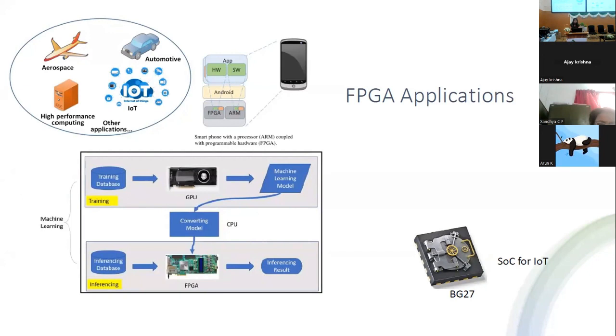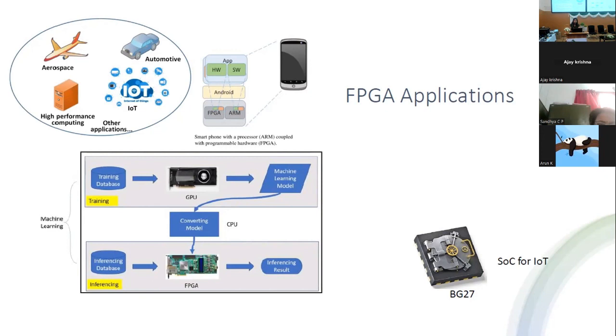So with FPGA, you can see aerospace applications, automotive, high performance computing like in servers and all, and even IoT devices. IoT devices are very small devices, right? So recently they have created one small FPGA chip that you can see on the right hand side. That is the latest SoC for IoT. What is SoC and FPGA? SoC is also an FPGA. SoC means system on chip.